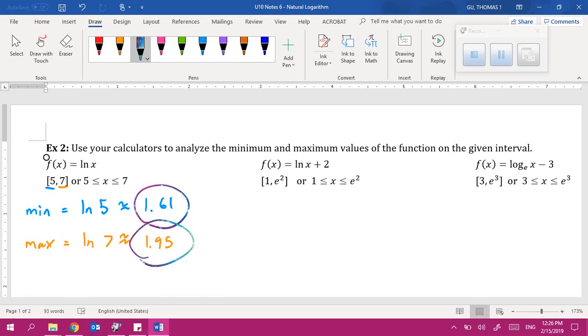Yeah, control e to the x, because you'll see that on the e to the x it says ln. And then you put the number.